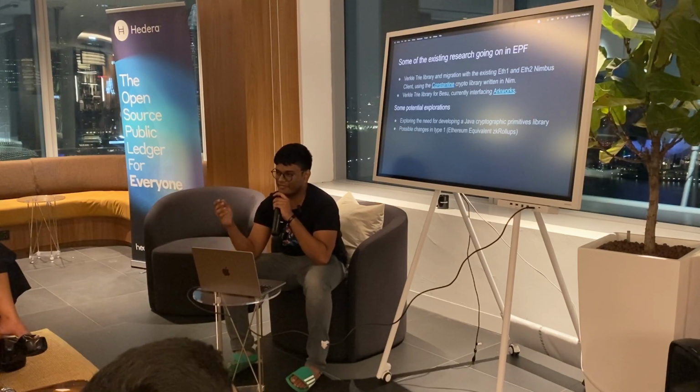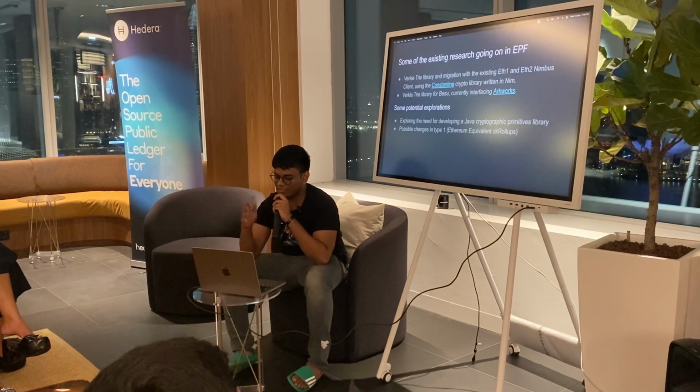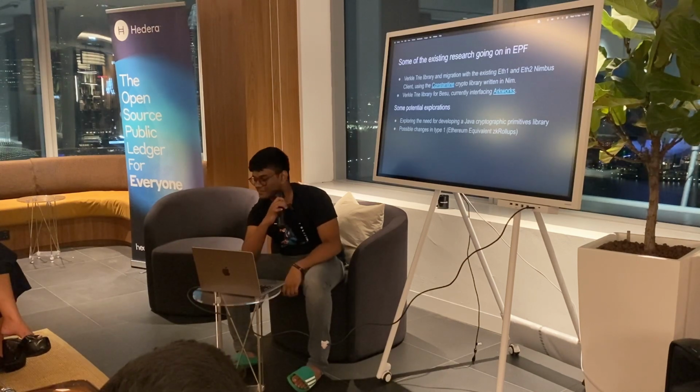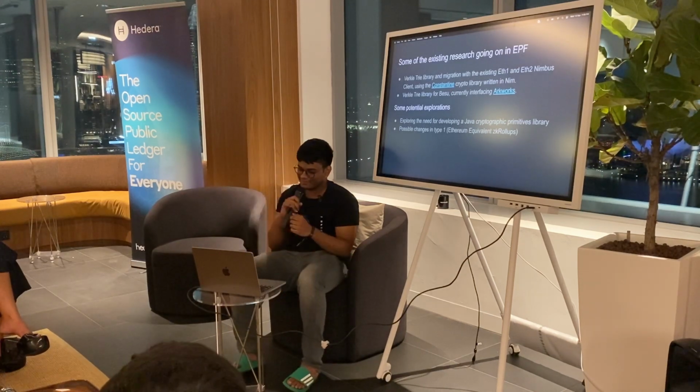Why? Because when Verkle tries and the Verge kick into mainnet, a lot of the execution specs are going to change. So to keep up with that, we need to have Verkle trie libraries in ZK SNARK frameworks like Halo 2, so that type 1 ZK rollups can keep up with the Verge upgrade. And that is pretty much it. Thank you.